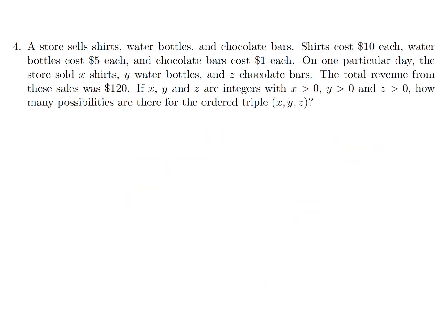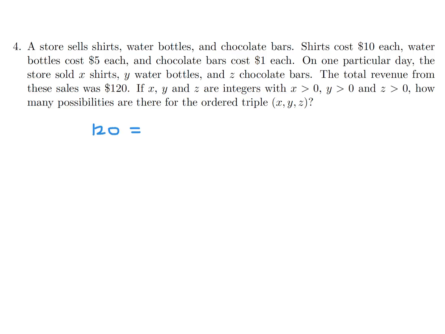A store sells shirts, water bottles, and chocolate bars. Shirts cost $10, water $5, and chocolate $1. On a particular day, the store sold X shirts, Y water bottles, and Z chocolate bars. The total revenue is $120. X, Y, and Z are integers, with X, Y, and Z greater than 0. How many possibilities are there for the ordered triple X, Y, Z?